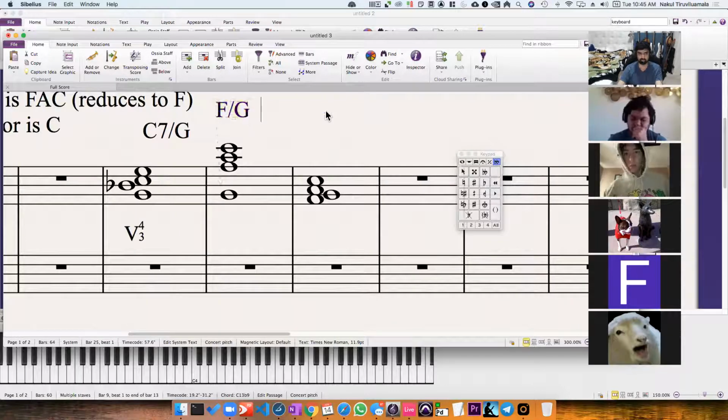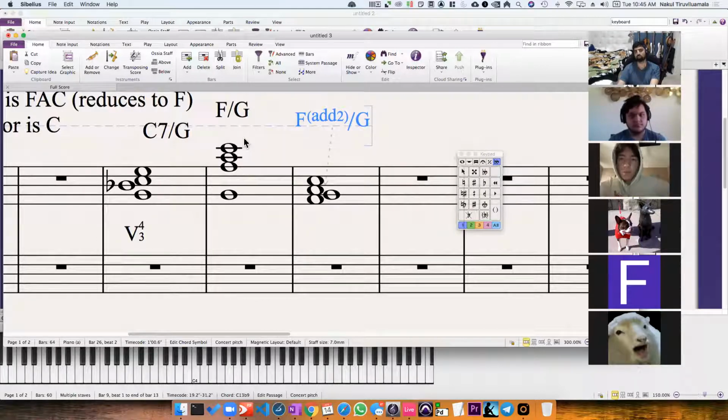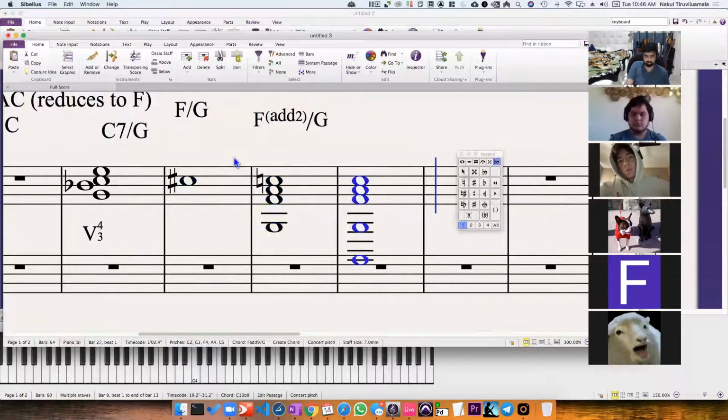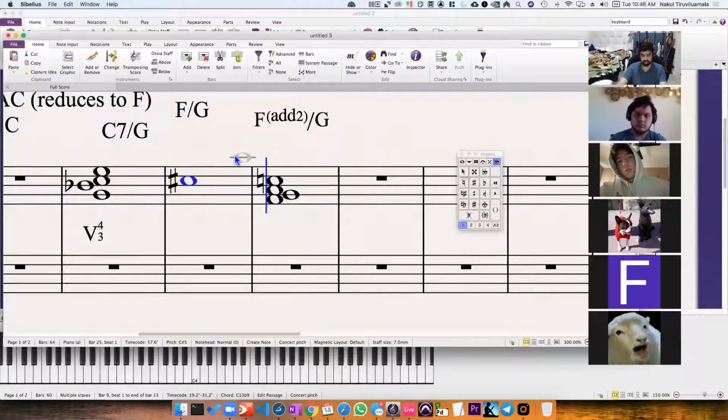Sorry, not an F sus2, but an F add 2 over G. It didn't like that. Yeah, it liked that. Okay, I guess what I was trying to say earlier is that you kind of proved in some ways that if I have an F over a G, right, it has a certain kind of soul character to it.